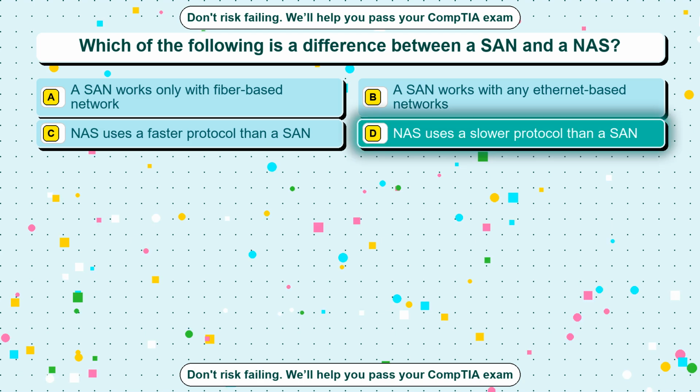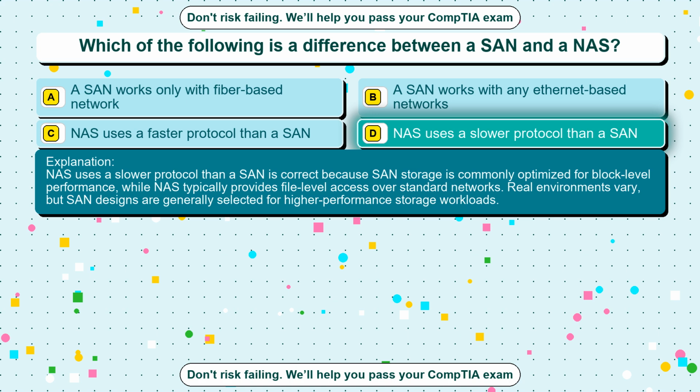The correct answer is option D. NAS uses a slower protocol than a SAN. NAS uses a slower protocol than a SAN is correct because SAN storage is commonly optimized for block-level performance, while NAS typically provides file-level access over standard networks. Real environments vary, but SAN designs are generally selected for higher performance storage workloads.